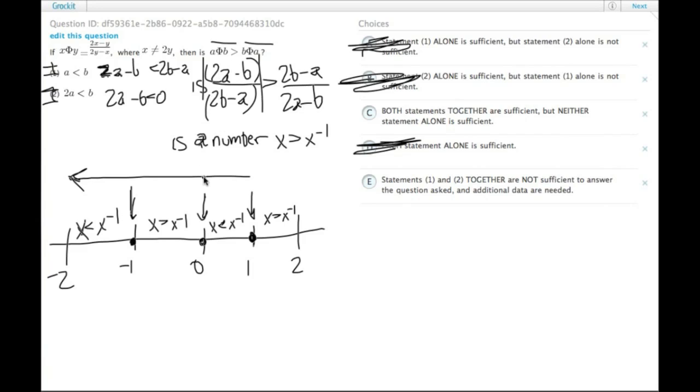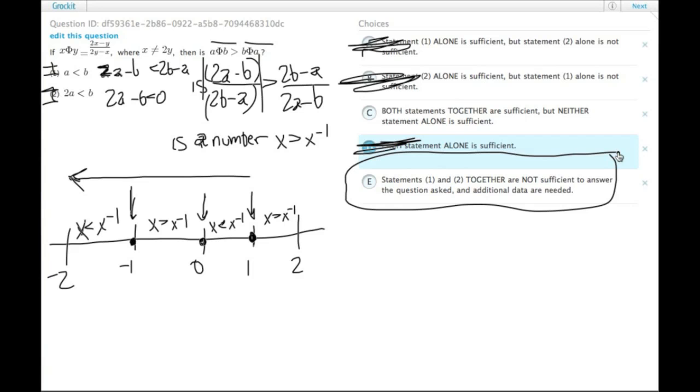where in this scheme this fraction is going to fall in terms of whether the number is greater than its reciprocal. So without knowing more about a and b, even in conjunction, the two statements are insufficient for us to determine an answer. Answer choice E.